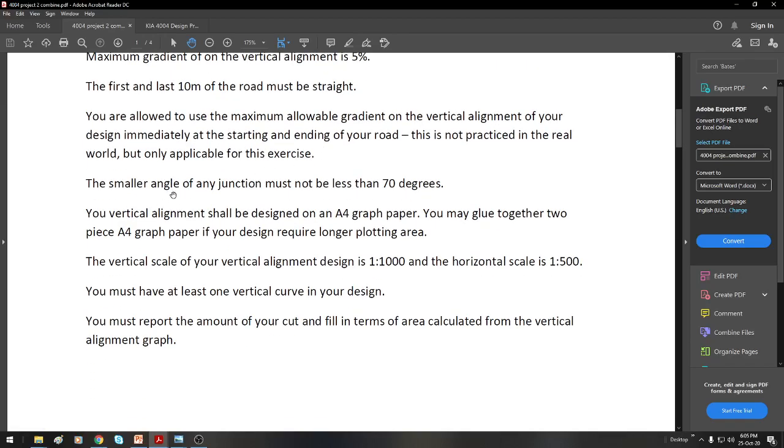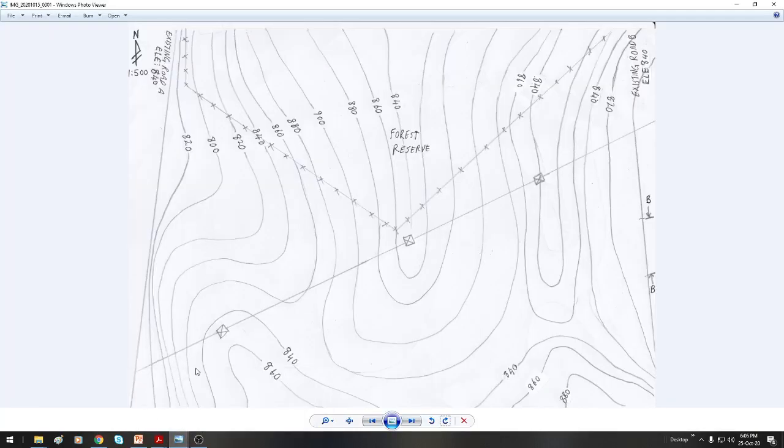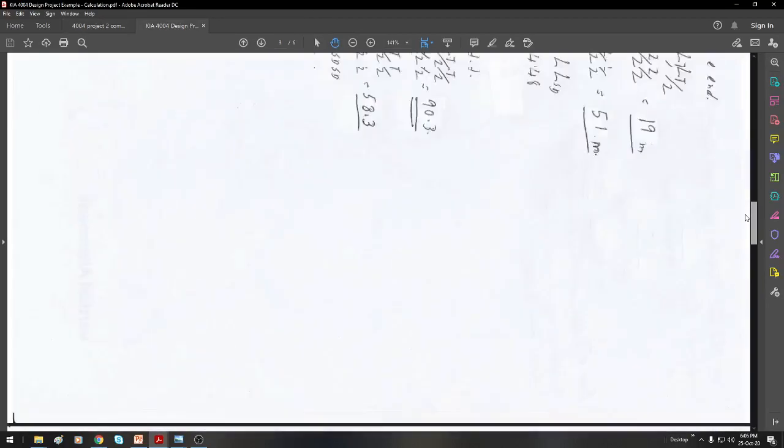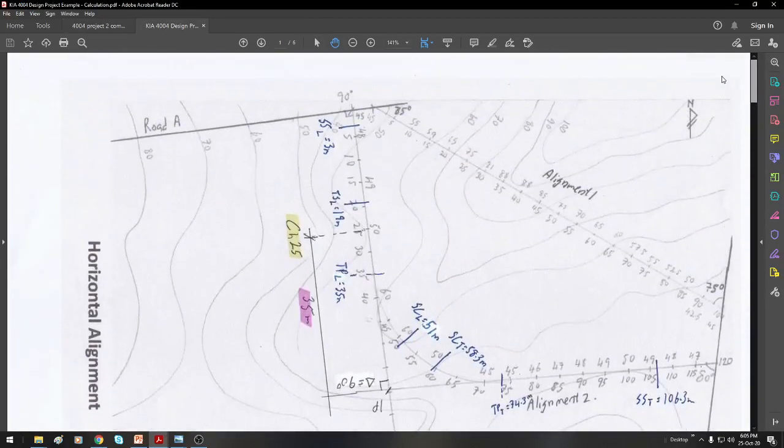The smaller angle of any junction must be not less than 70 degrees. I think I already explained this to you last week. The angle here, for example, this is your road. Between the angle here and here, the smaller angle must be between 90 to 75. Cannot be less than 70.